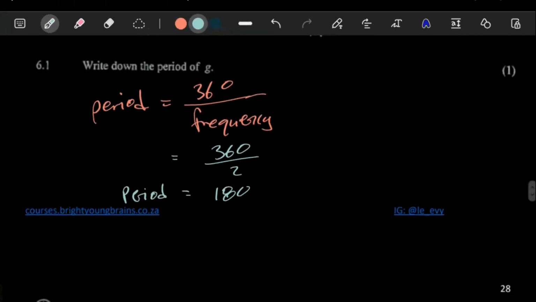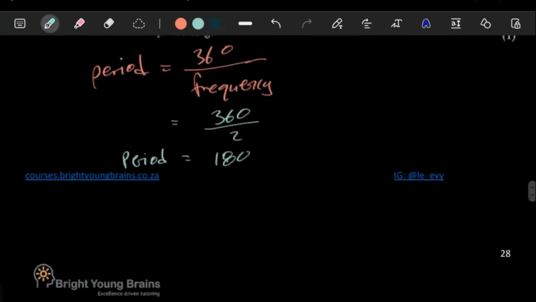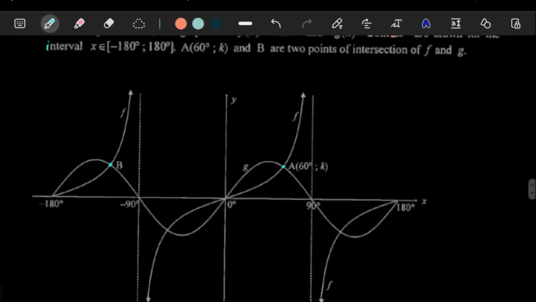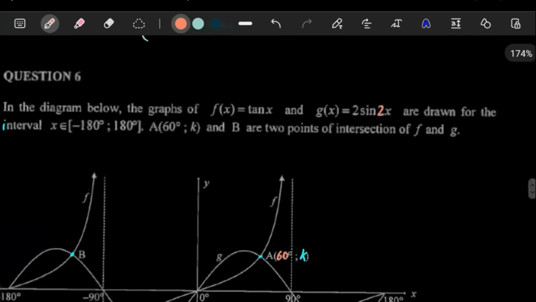So with all this being done, let's see what we have here. That one is straightforward. The next one is asking us to calculate the value of k. Calculating the value of k is fortunately going to be easy because they're giving us an x value here. You see, the x value is 60, this is just the y value. In either of the two graphs, I would rather go with tan because it's straightforward. So here we're going to put 60 into the graph of tan.